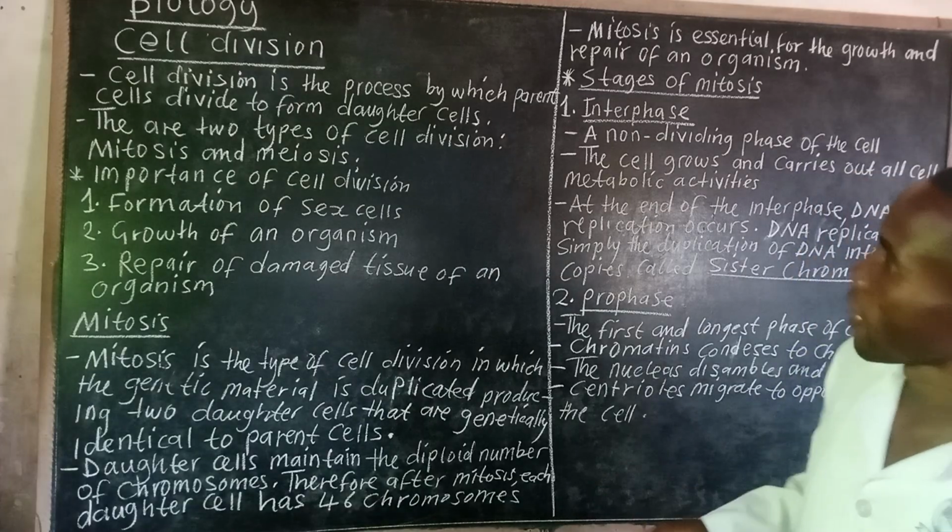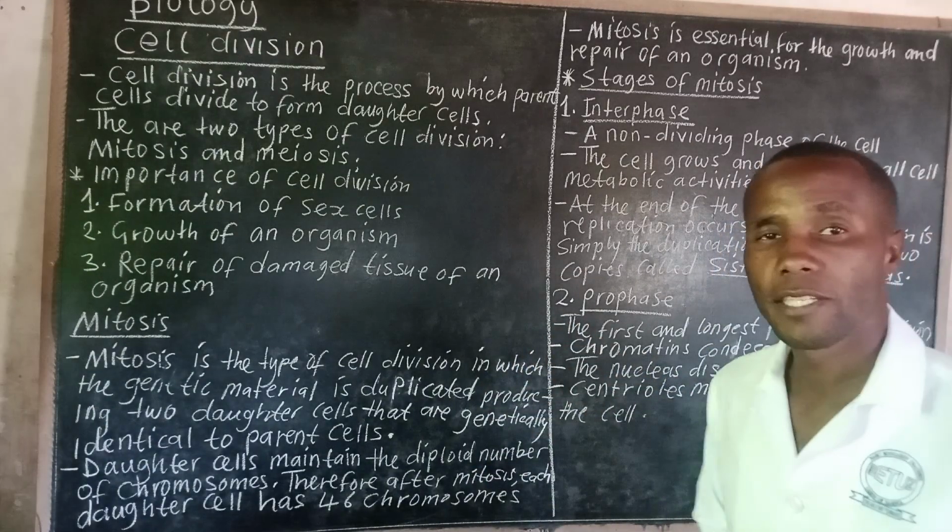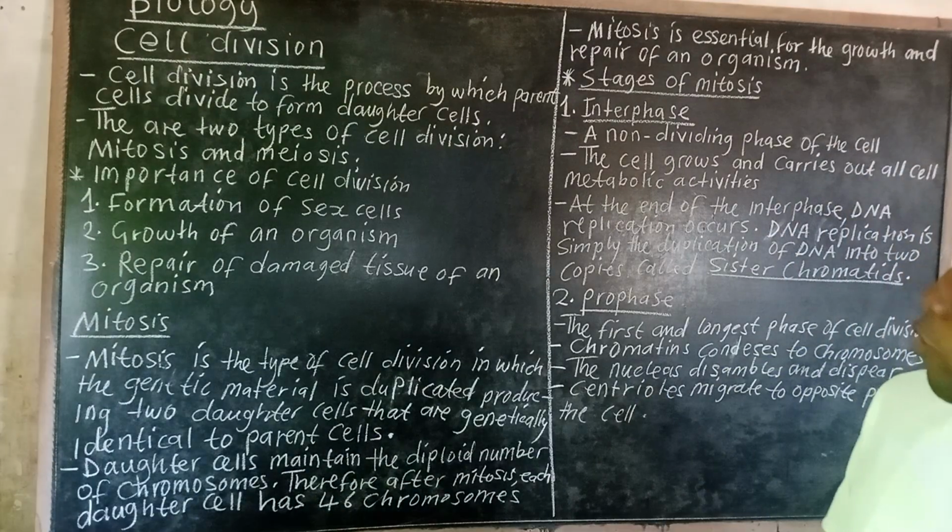Then apart from that, since we are saying that there are two types of cell division, the first one is mitosis and the other is meiosis.